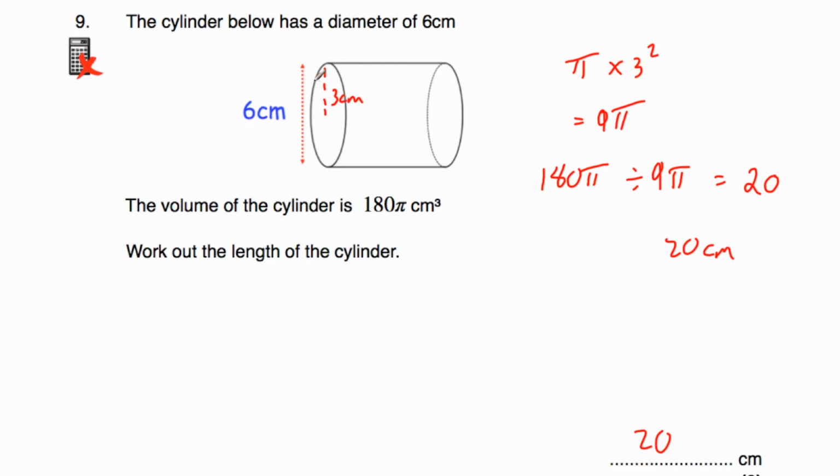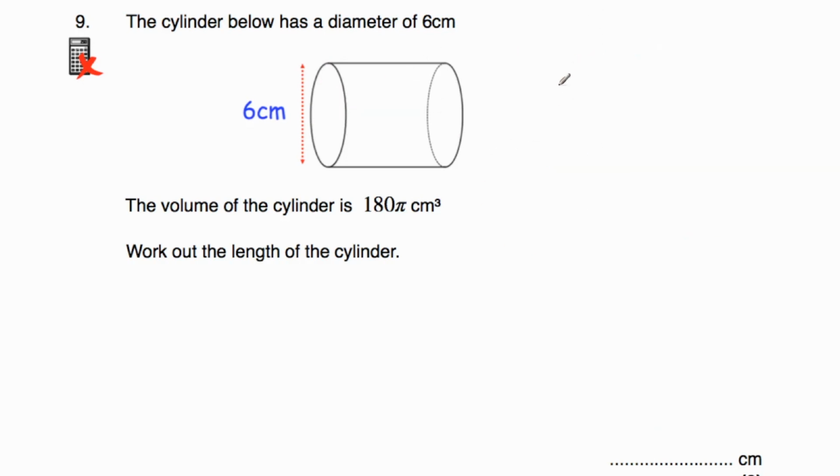And just to recap that, to find the area of the circle, we do pi times 3 squared. 3 squared is 9, so that's 9 pi. And 9 pi times 20 would give us 180 pi. So that means the length of the cylinder must be 20 centimetres. So that's one approach. Another approach is we could use the formula.